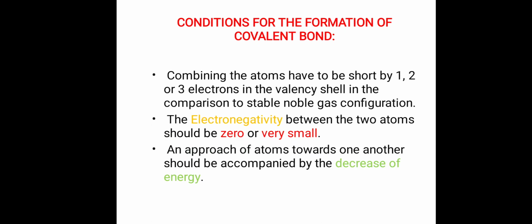Conditions for the formation of a covalent bond: the combining atoms have to be short by 1, 2 or 3 electrons in their valence shell in comparison to the stable noble gas configuration. The electronegativity difference between the two atoms should be 0 or very small. The approach of atoms towards one another should be accompanied by a decrease in energy.